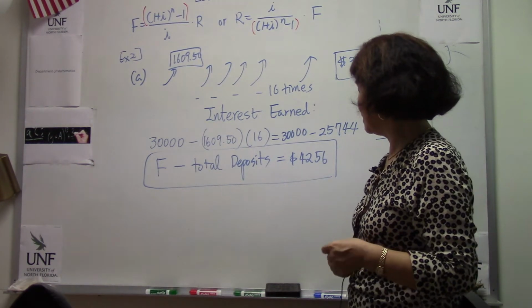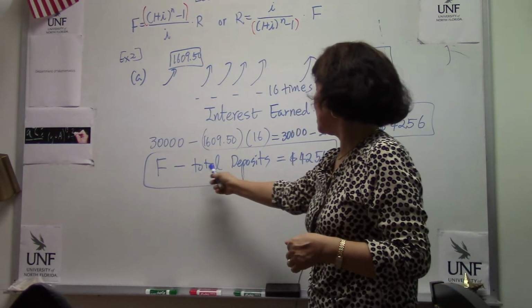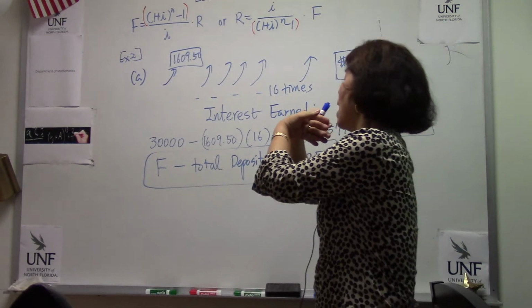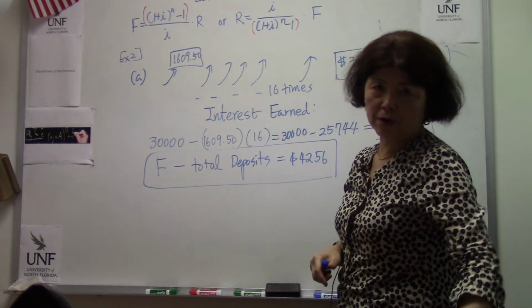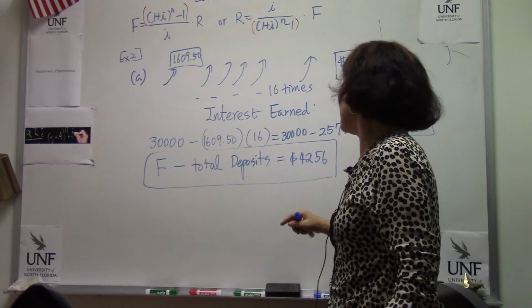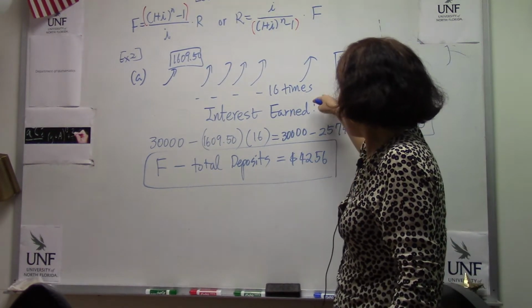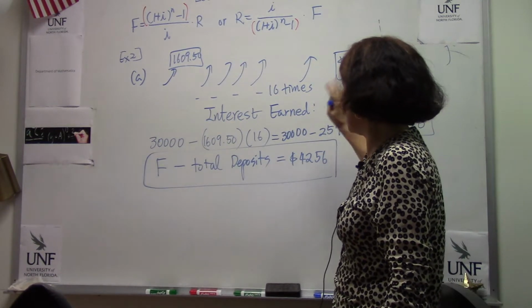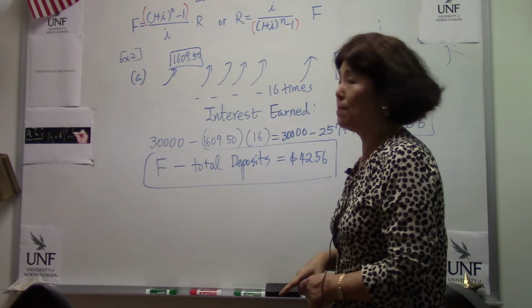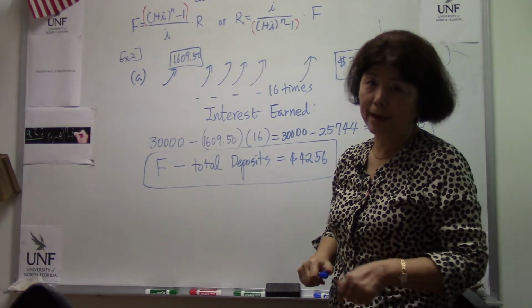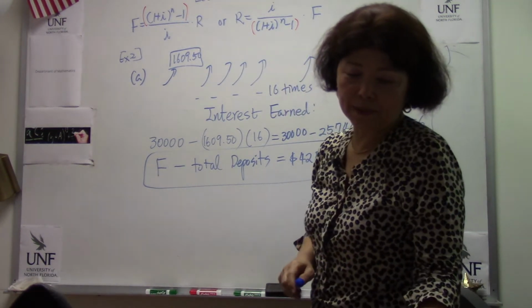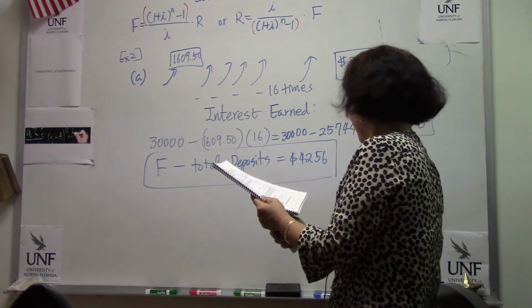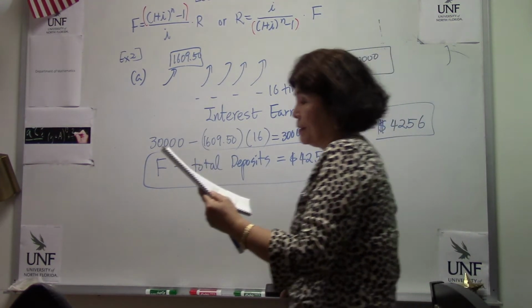Make sense? This much money you receive, this much money you go out of your pocket, and the difference is the interest you earned. And by the way, because the numbers are reasonable, this interest cannot be too high. If it is too high, you are going to suspect that maybe you did something wrong here. The next one.